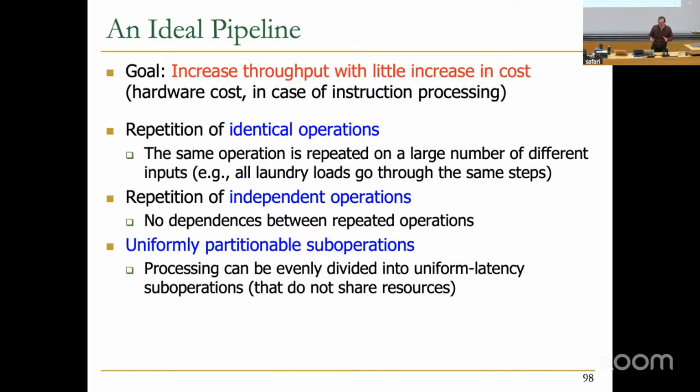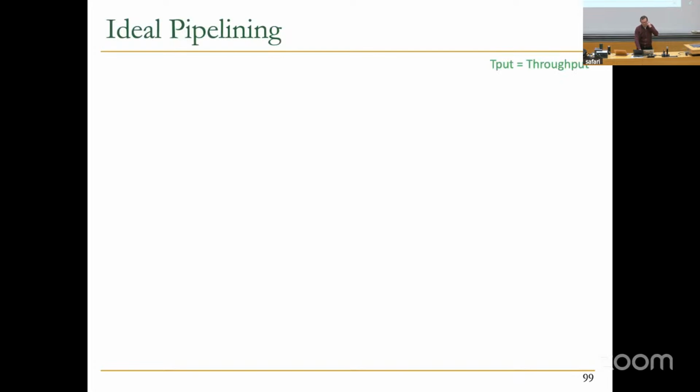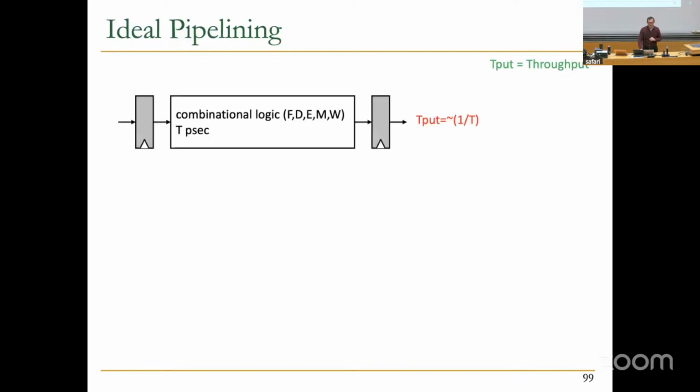That would be nice, right? Okay. So, but doing laundry is not bad, actually. Assembly line is not bad. What about instruction processing cycle? We're going to talk about that. But let's talk about this ideal pipelining element.